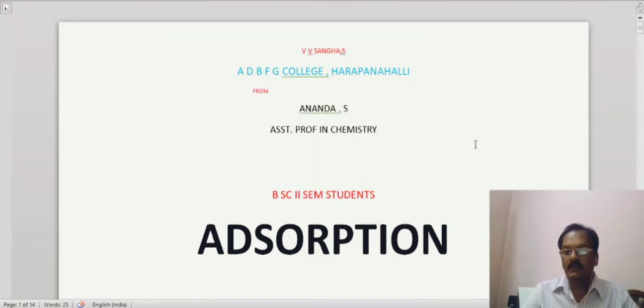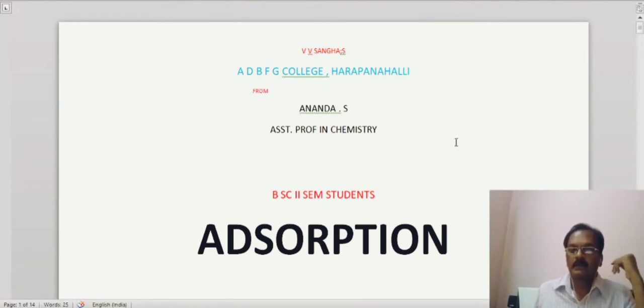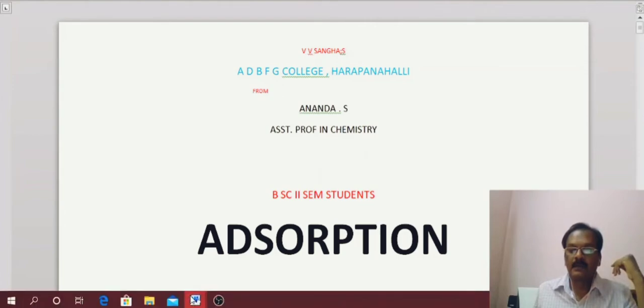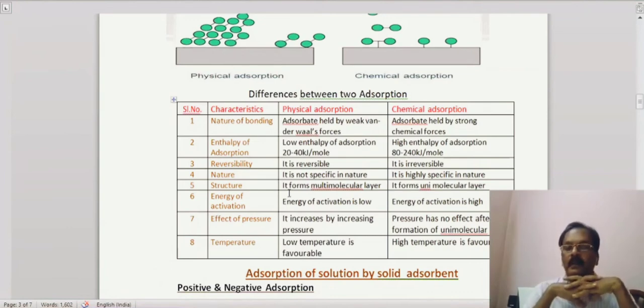Explanation of the uncovered syllabus in the adsorption chapter, especially for the second semester students. In case of adsorption, I have covered some basic concepts, the definition of adsorption, and the causes for adsorption. Based on the bond between the adsorbate and adsorbent, there are two classes of adsorption: physical adsorption and chemical adsorption.